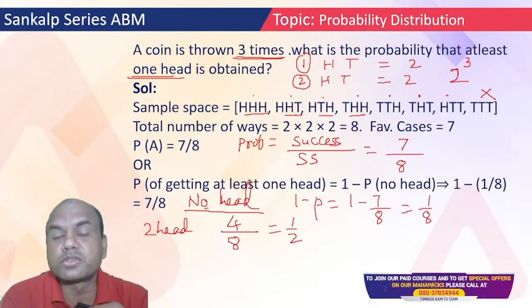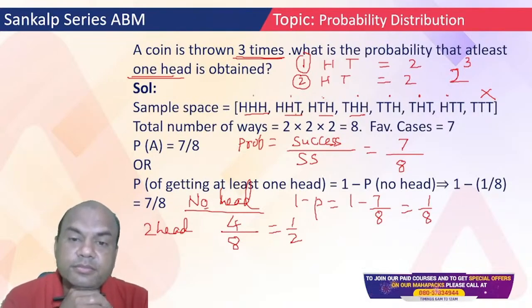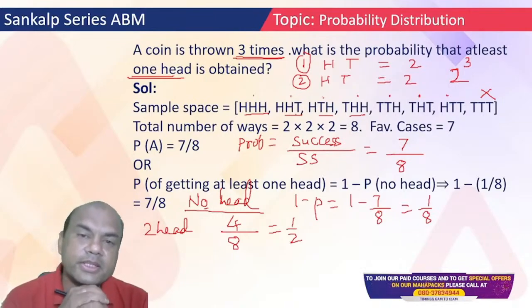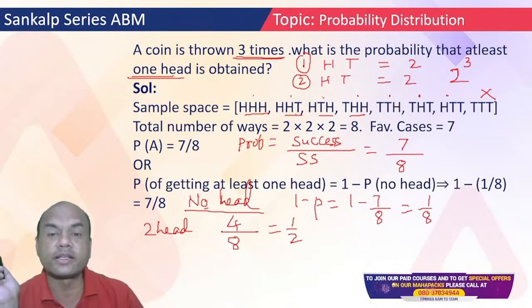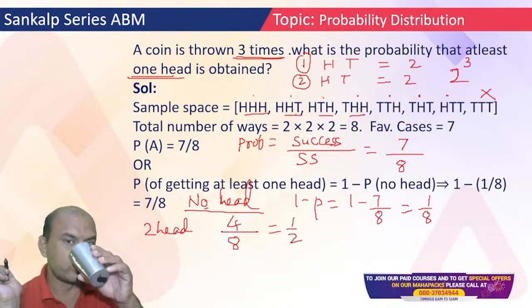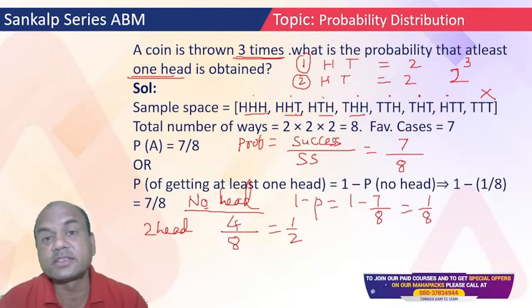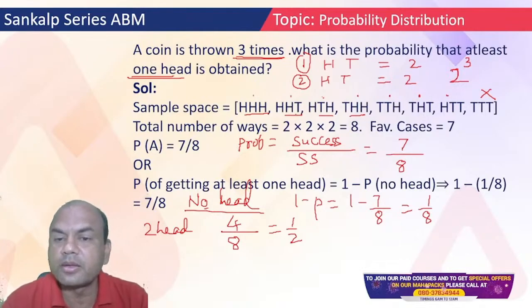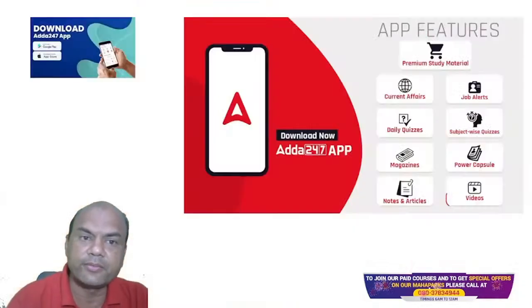Okay, at least 2 heads. If I ask you, you should get at least 3 heads, then what will be the answer? Now you type in the comment section. I want the answer for at least 3 heads. Yes, at least 3 heads. What is the answer? So there's only 1 upon 8, because everyone else is having 2 heads. At least 3 heads means only 1, right?